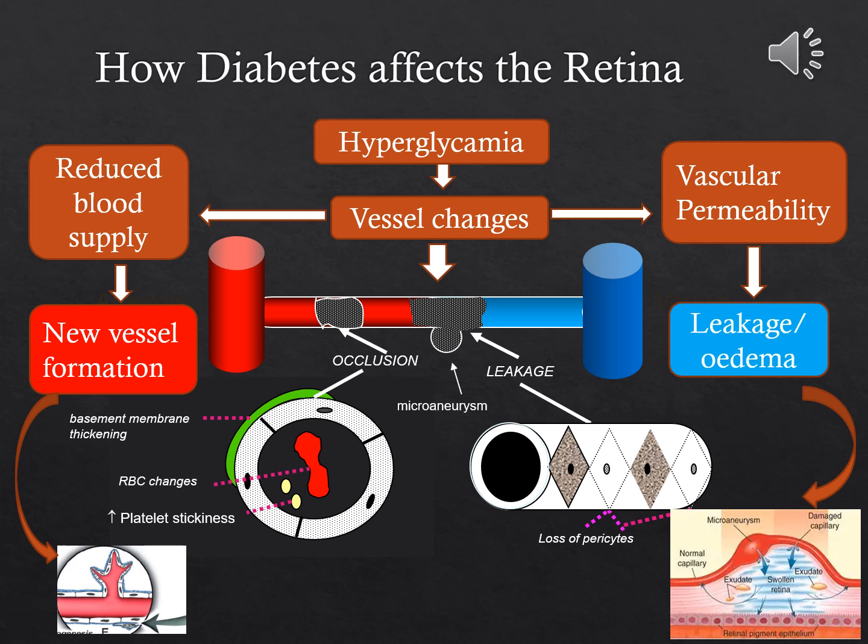Additionally, there are changes to the walls of the vessels with loss of pericytes. This causes a weakness of the vessel wall, resulting in microaneurysms. This then leads to increased vascular permeability and increased leakage or edema within the macular region. These cause exudates and result in diabetic maculopathy.